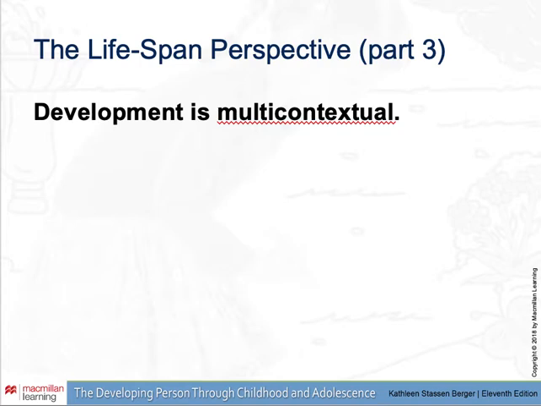Development is multi-contextual. There are different contexts. There's the physical, which represents the climate, noise, and population density. There's family, which includes parents' relationship, siblings, and other relatives. Then there's the community. This is urban, suburban, or rural, multi-ethnic or not. These are all different contexts that can and do affect how a human develops.